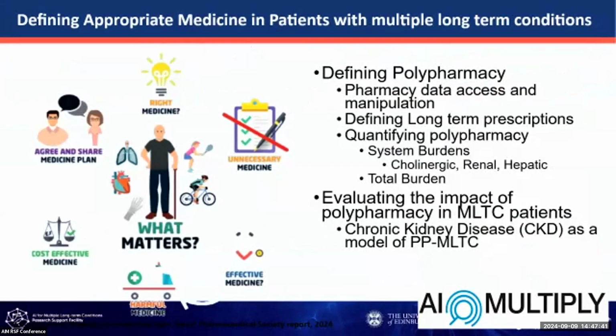Polypharmacy, as I think we've already seen, involves considering a whole range of factors to review medication and to give patients a medication that works for them, that deals with their symptoms, and that minimizes use of medication. I think that's really key. So we're interested in looking at pharmacy data, defining long-term prescriptions, and then looking at how those burdens of pharmacy apply to patients. And then I'm going to give you a very quick example where we've been looking at chronic kidney disease as a model of polypharmacy.